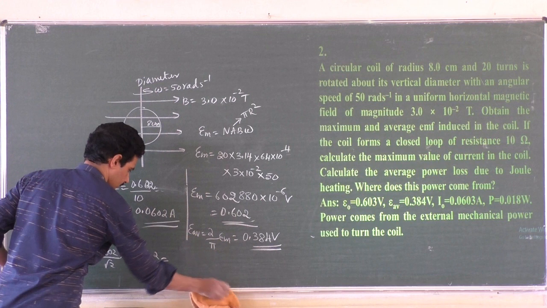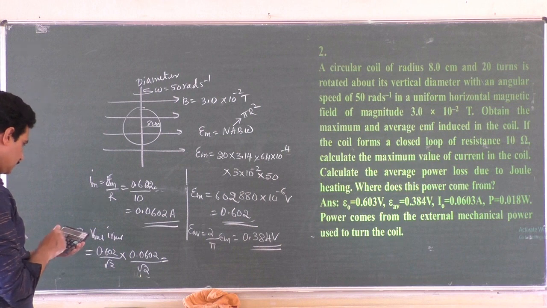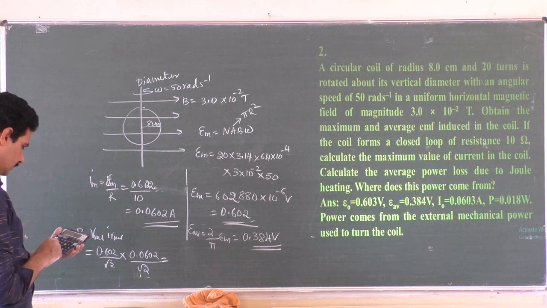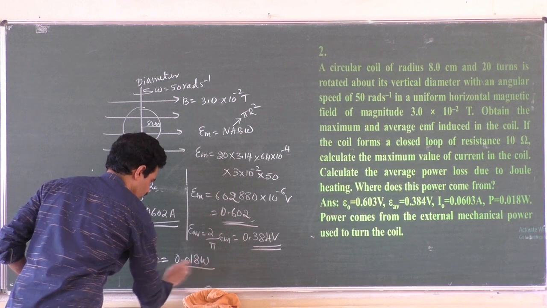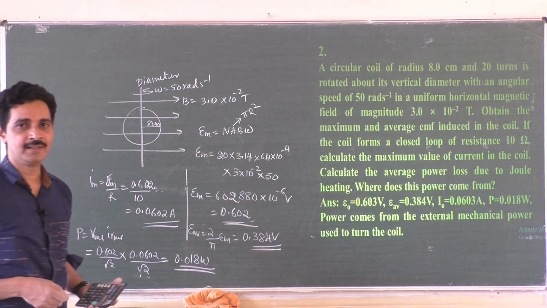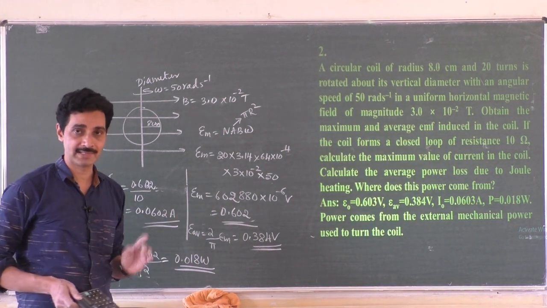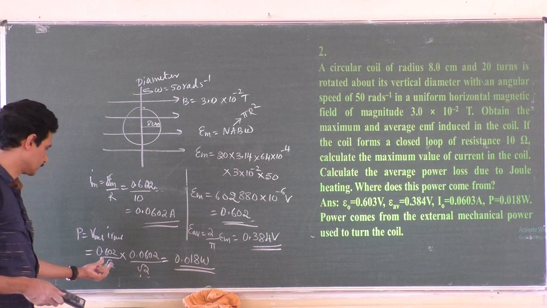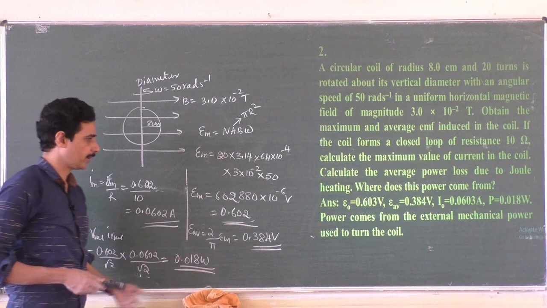That is equal to 0.602 into 0.0602, divided by 2, right? Divided by 2. That is equal to 0.018 watt. Yes. Hope you have understood, because once you study alternating current, these things are very easy. Average power is only Vrms into Irms, since it has got some resistance. Vrms is peak value by root 2, 0.602 by root 2. Irms is peak value by root 2, 0.0602 by root 2. So this becomes 2. So 0.018 watt.